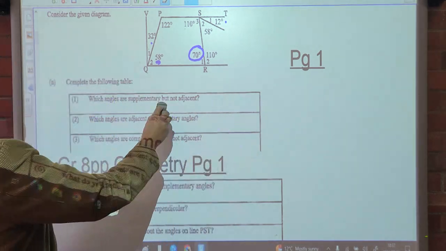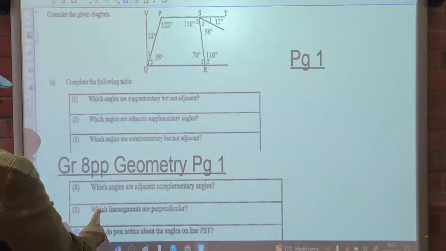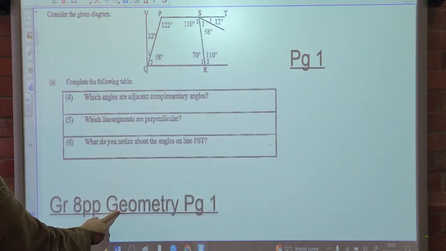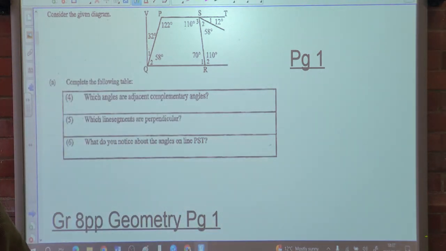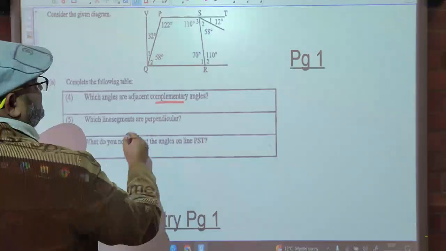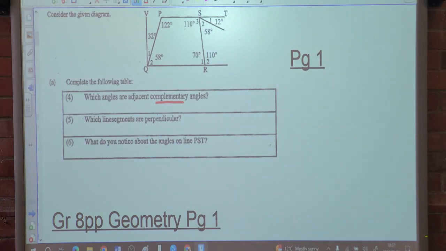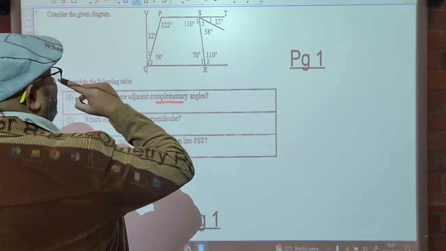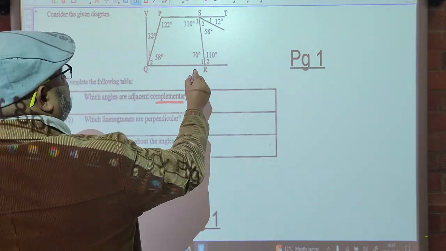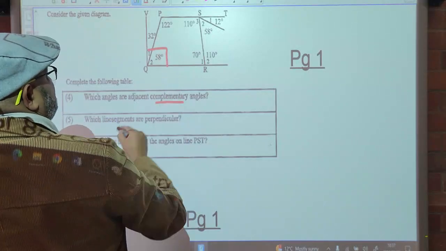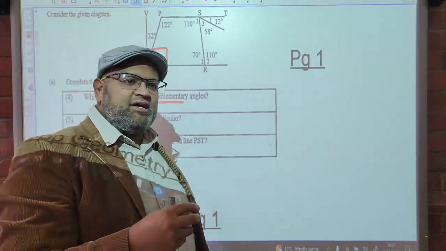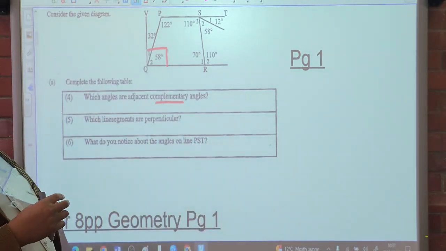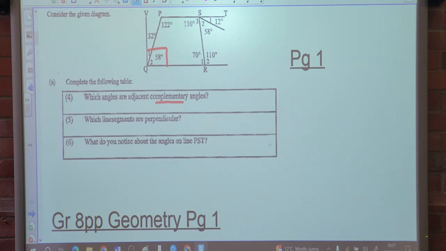Any confusion? No. Right. Let's pull this up now. Still dealing with the diagram. Okay. Now we say which angles are adjacent complementary. Complementary is what? Angles that add up to 90 degrees. So which angles are adjacent, next to each other, and adding up to 90? Q1 and Q2. That's 90 degrees here. So 32 plus 58. Not because it looks like it's a 90 degree angle. It is because it adds up to 90. Okay.